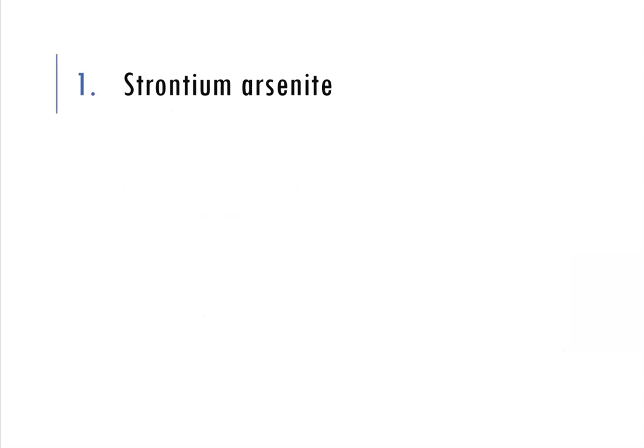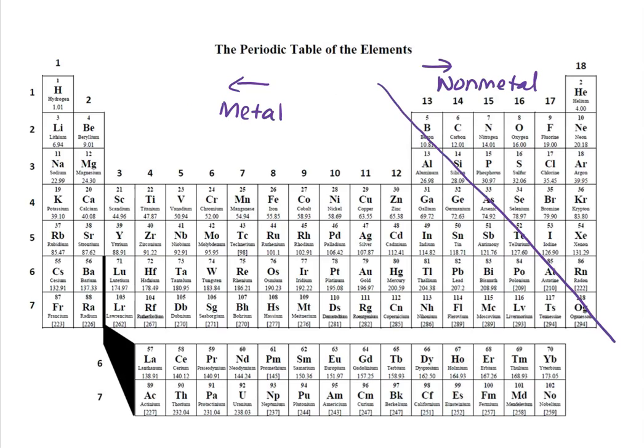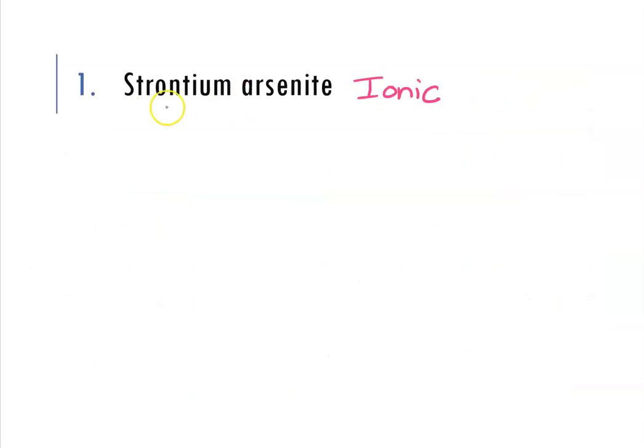Let's do some examples. So here we have strontium arsenite. So the first thing we do is see, is it an acid? 'Tis not, because it does not end in acid. So now we look at strontium. Strontium is here on my periodic table, which means it's a metal, so this is going to be an ionic compound. All right, so strontium is Sr, it's in group 2, so it has a 2+ charge.